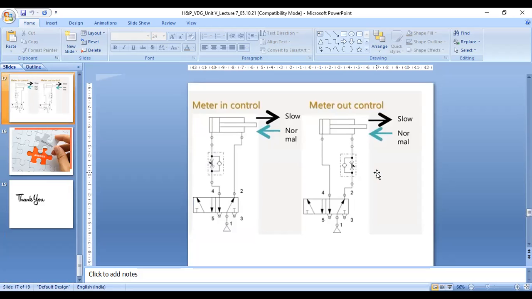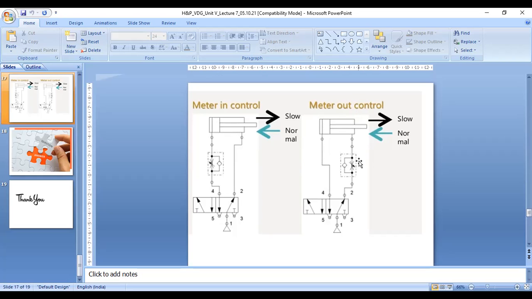Meter in control, see in this circuit, at the second position the air goes to the rod side of the piston, and the air on the piston side is removed to the atmosphere through the check valve, sorry, non-return valve.